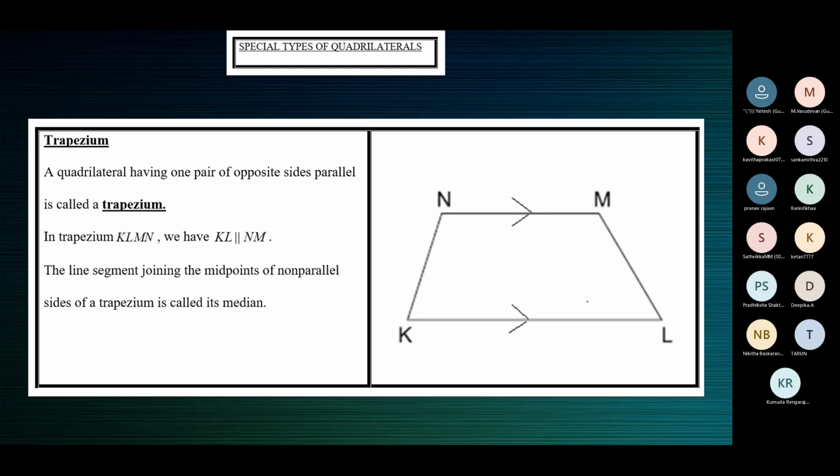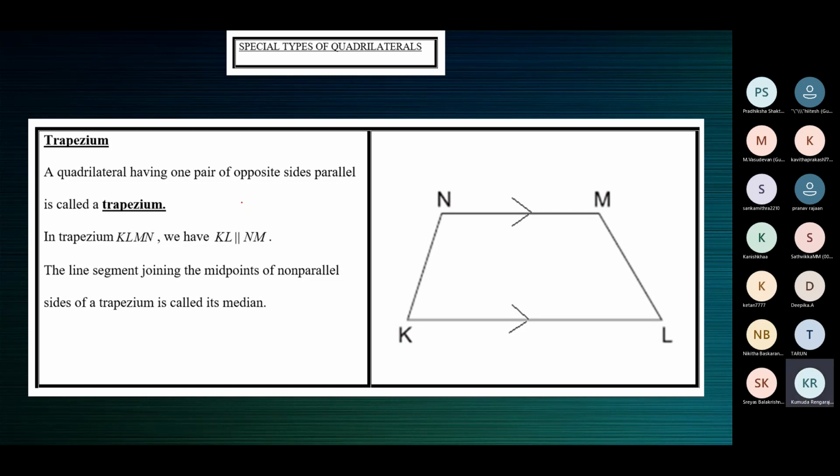All right. So now let's look at the definition of a trapezium. A quadrilateral having one pair of opposite sides parallel is called a trapezium. So a quadrilateral is simply a four-sided polygon. If it is known that one pair of opposite sides are parallel, then it's a trapezium. That's all.